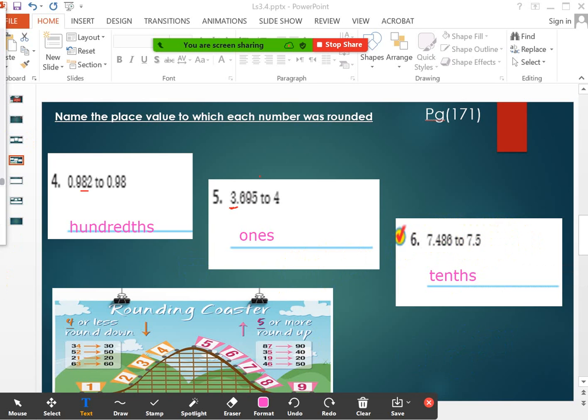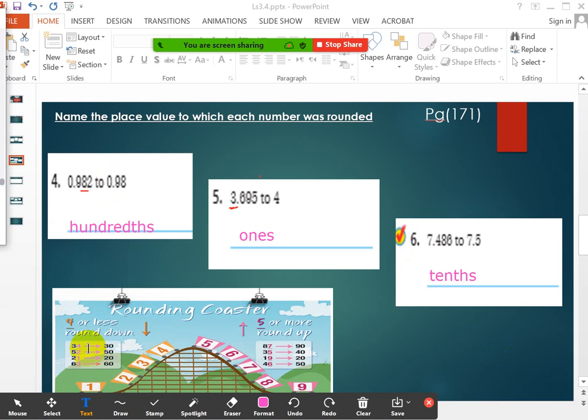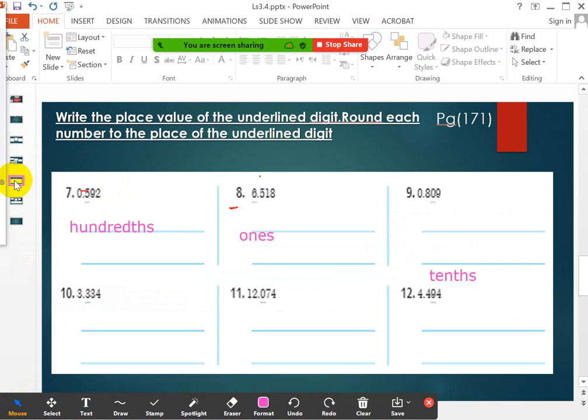Okay? Girls, if you finish writing, please type 1 in the chat to move to exercise number 7. Okay, very good. Okay, girls, let's move to exercise number 7. Thank you so much, all of you.